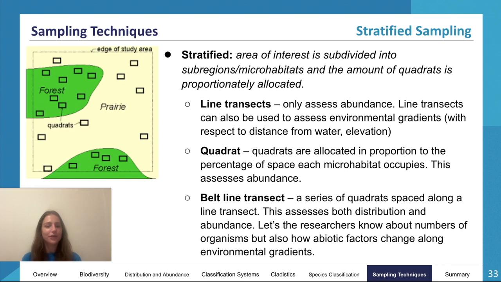Finally, we have belt line transects, which sort of take it to the next level by combining both distribution and abundance. Basically what you do is you lay down a line and then you place quadrants at intervals around it, which gives you not only the number of organisms but also insights into how they're distributed around the area and how abiotic factors like sunlight or soil moisture might be affecting them. By using quadrants, you're able to observe differences in abiotic factors and thereby recognize how these might be related to the species that occupy those regions.